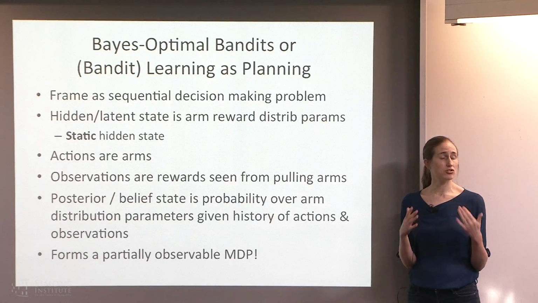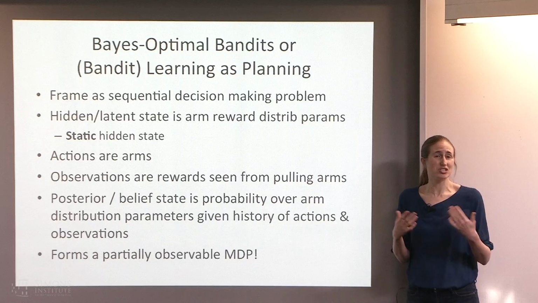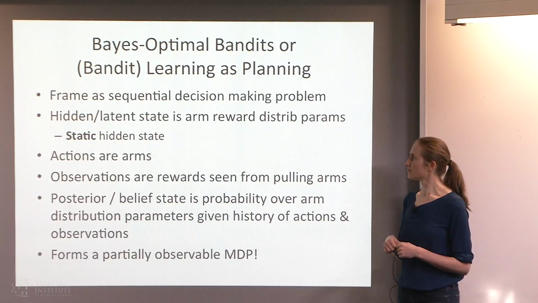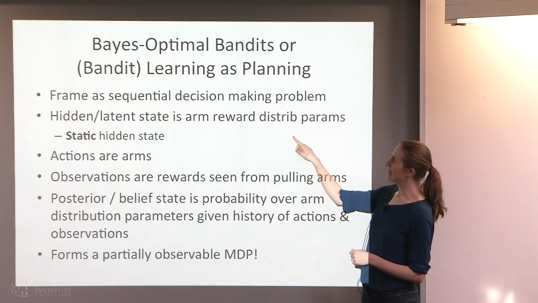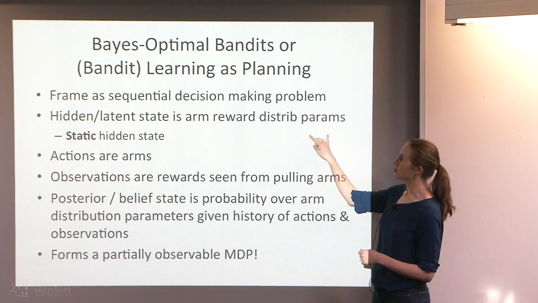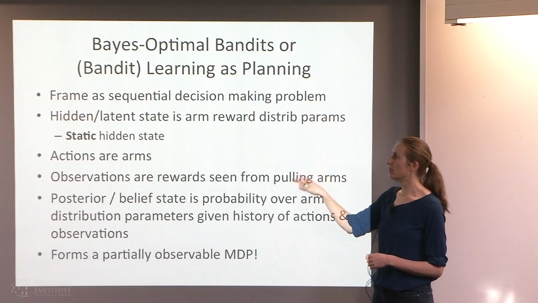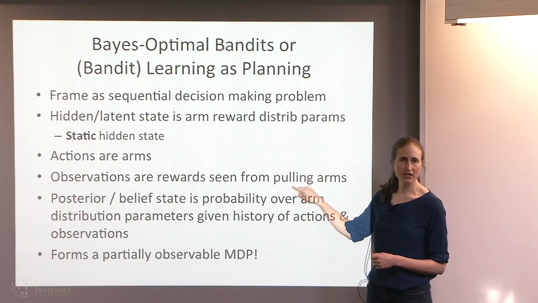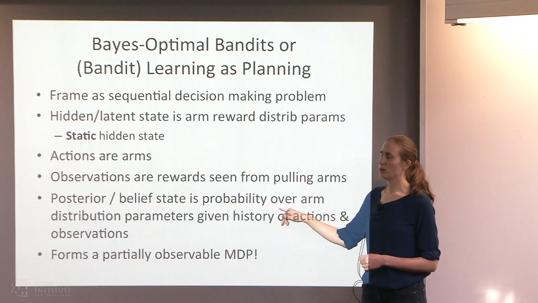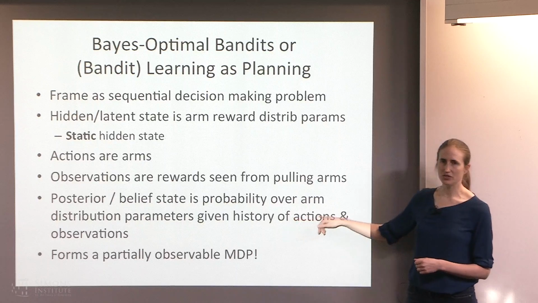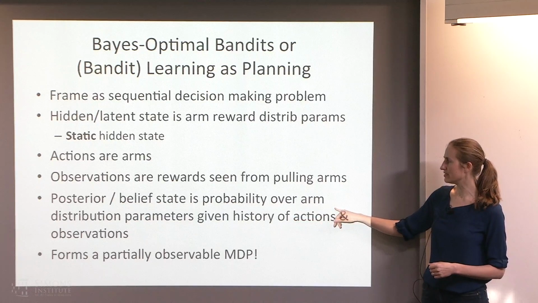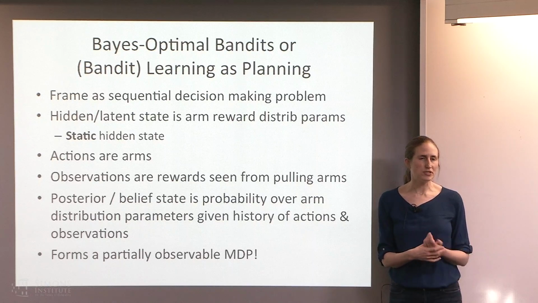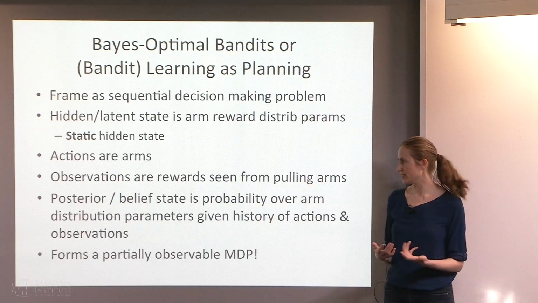We're going to assume those parameters are static. They don't change when we pull the arms. We just don't know what they are, and we get to observe them indirectly when we pull the arms. So we have this hidden latent state, which is our arm reward distribution parameters, and that's static. Our actions are our arms, and our observations are the rewards we get from pulling the arms. Our posterior, which we can also think of as a belief state for those of you familiar with partially observable MDPs, is a probability distribution over our arm parameters, just like what we were doing with posterior matching. The difference is how we use it.